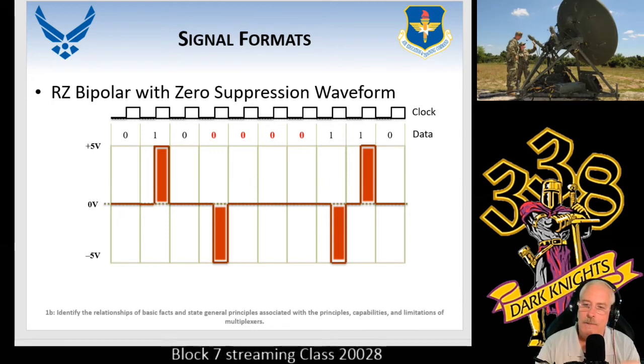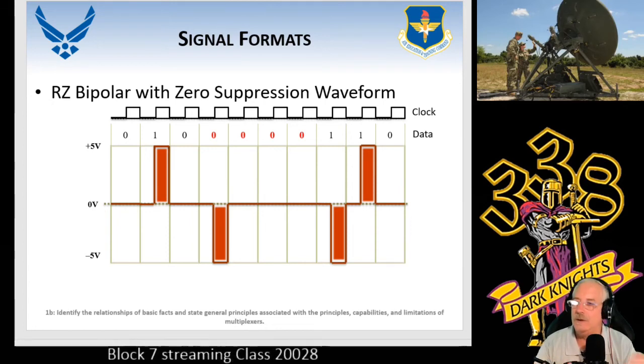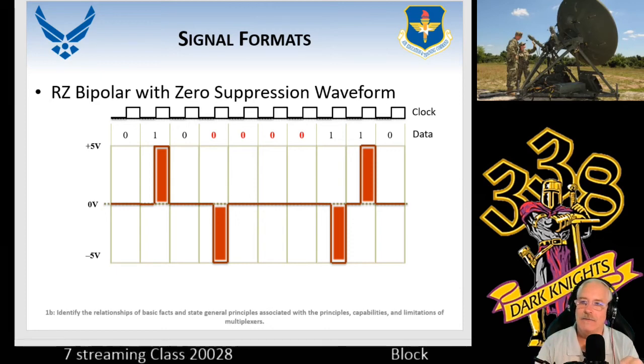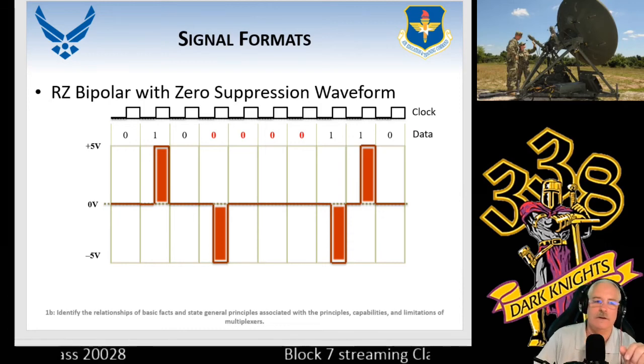You can program your multiplexer to accept these types where you don't need to send a clock cycle to the dissonant. Again, RZ bipolar with zero suppression is self-clocking. RZ polar is self-clocking. Again, with the bipolar zero suppression, you got to tell the dissonant what to do.